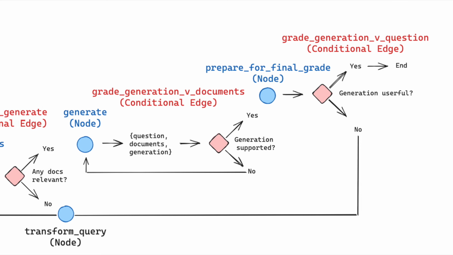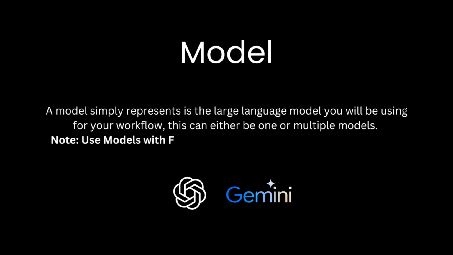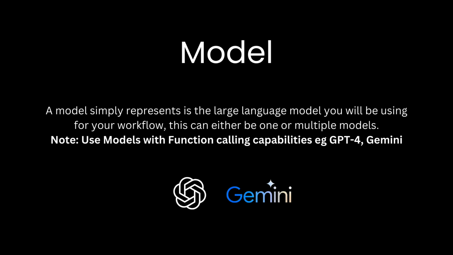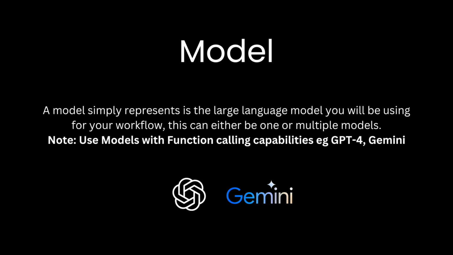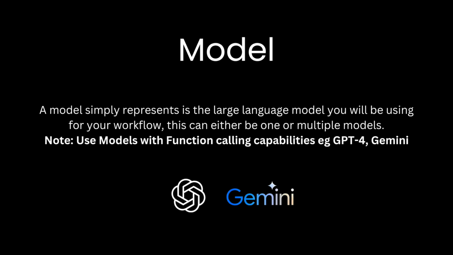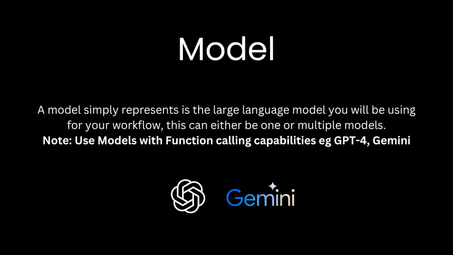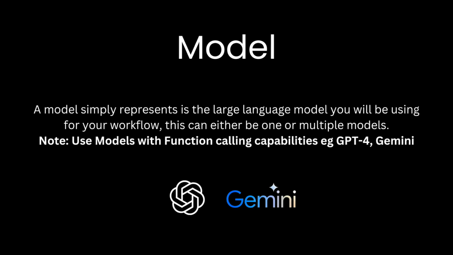Now, the very first concept is around the idea of a model, and we all know what a model is. A model represents your large language model. Now, the key thing to note here is that for you to get the best results of using a specific model within the LangGraph framework, that model should support function calling. So that would be the likes of OpenAI GPT-3.5 or GPT-4 or Gemini.